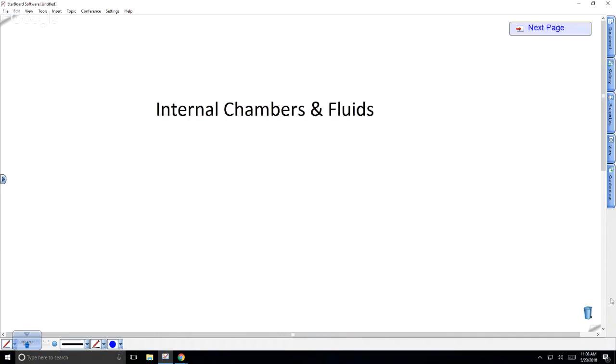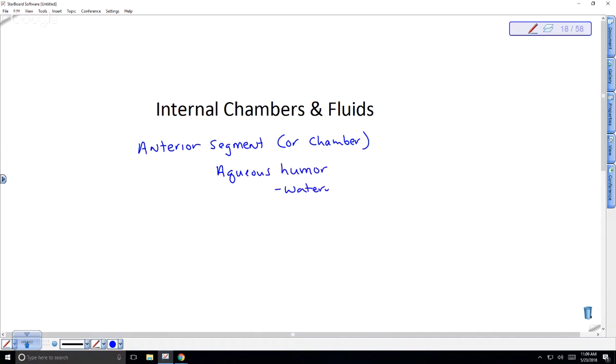Okay, so the last thing we'll talk about are the chambers and the fluids in the eye. We have a chamber in the front of our eye that is called an anterior segment, or chamber. I don't really like calling it a segment. In your book, they label it that way. This anterior segment is right underneath the cornea, a fluid that bathes the iris and fills the pupil. It contains what is called aqueous humor. Aqueous means watery. Humor means a fluid that is found in the eye.